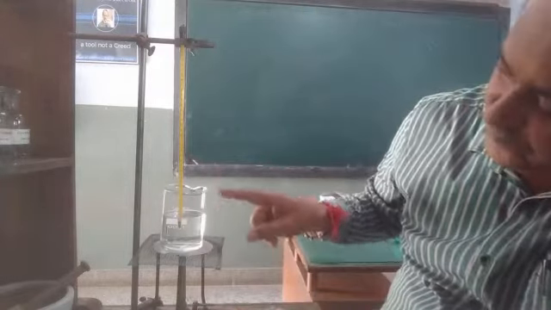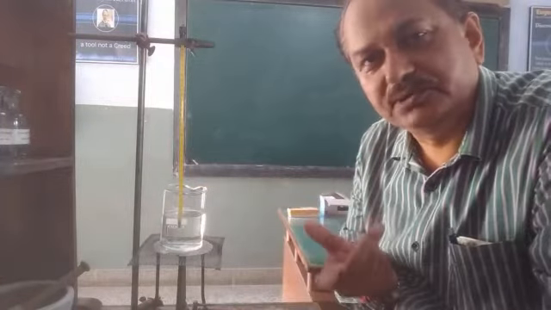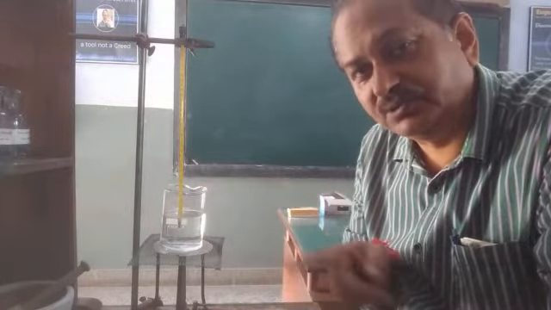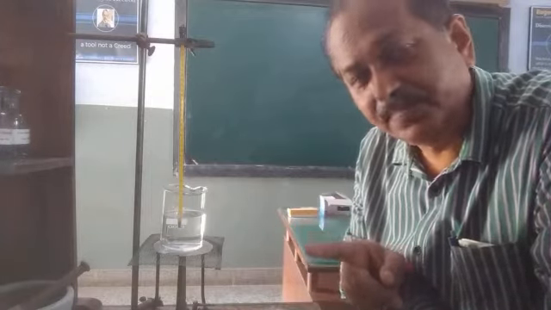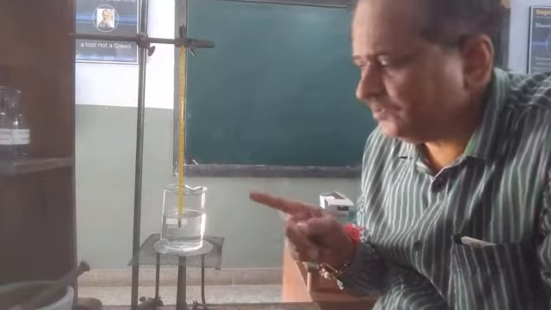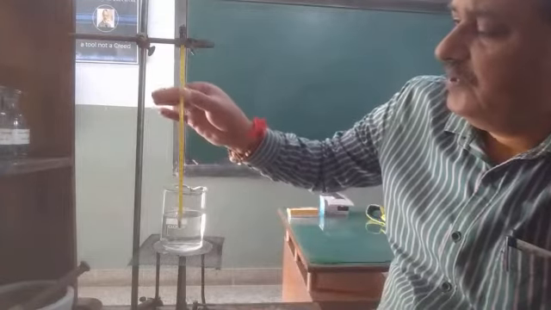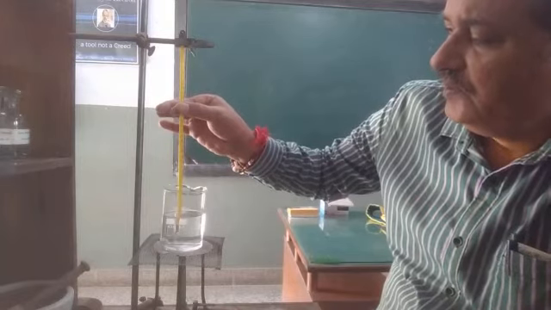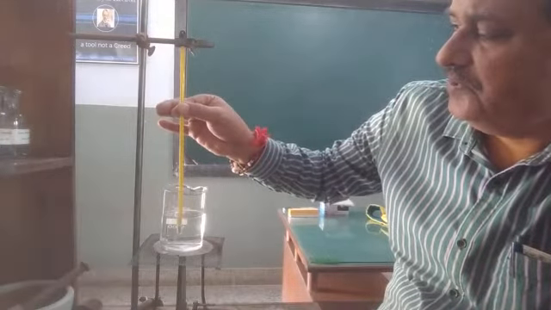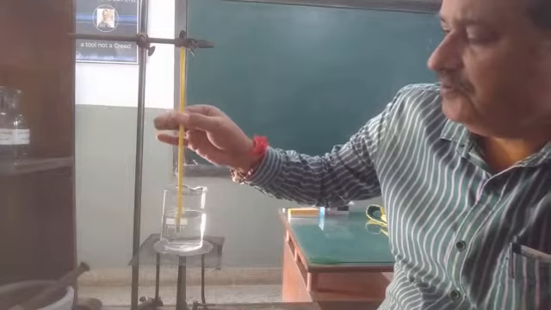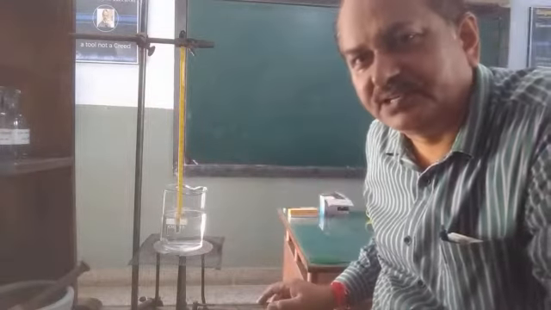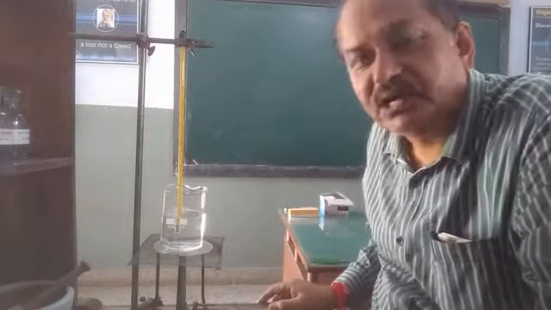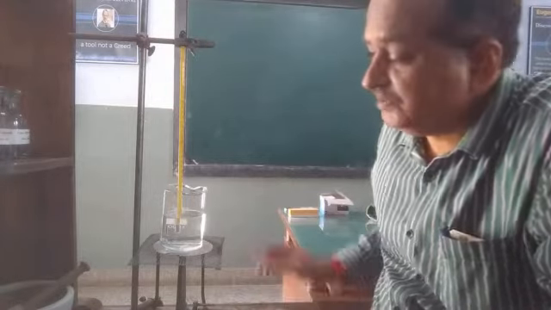Now see the vapors are coming. The initial temperature was 30 degrees Celsius, it has increased to 70, and now it will increase to 100. You can see the water vapors are coming out of the beaker. You can see the vapors are visible.